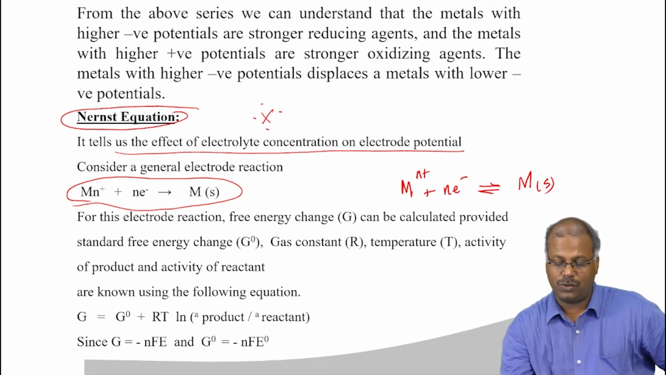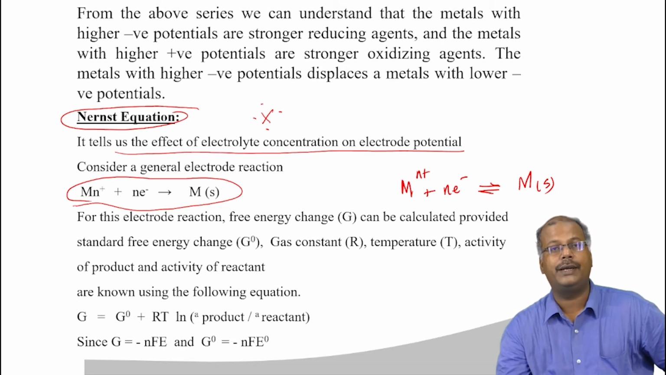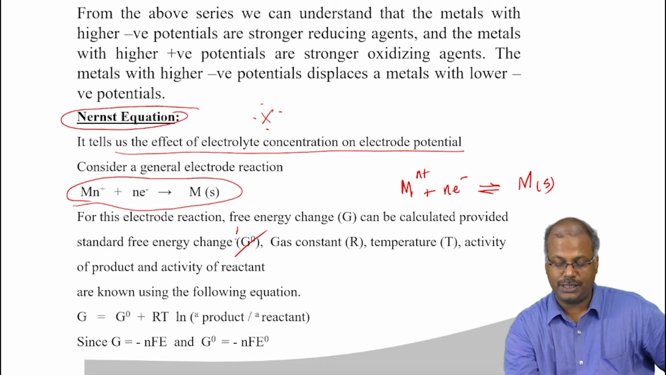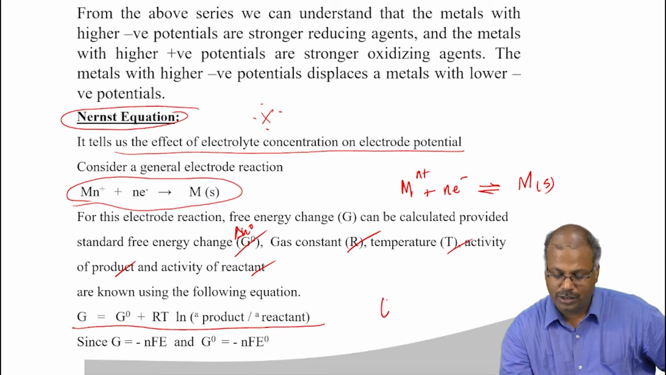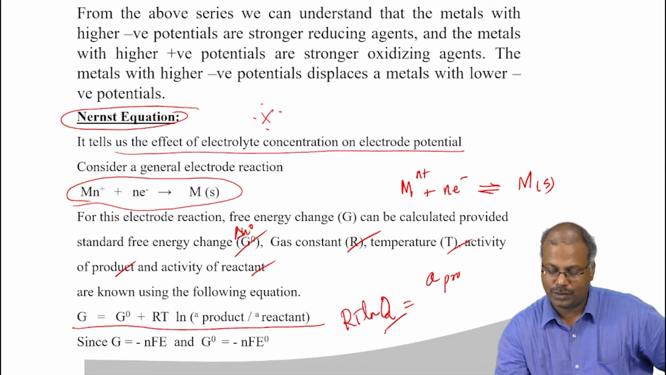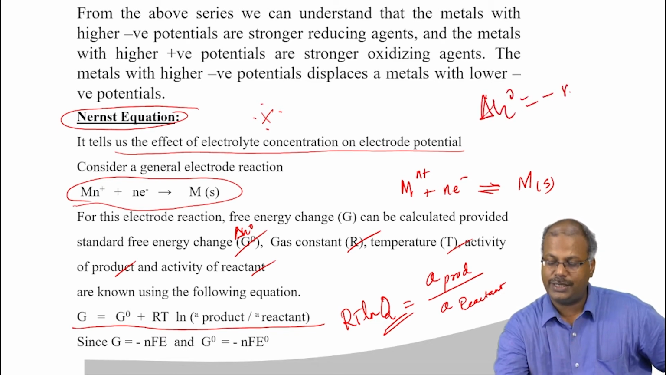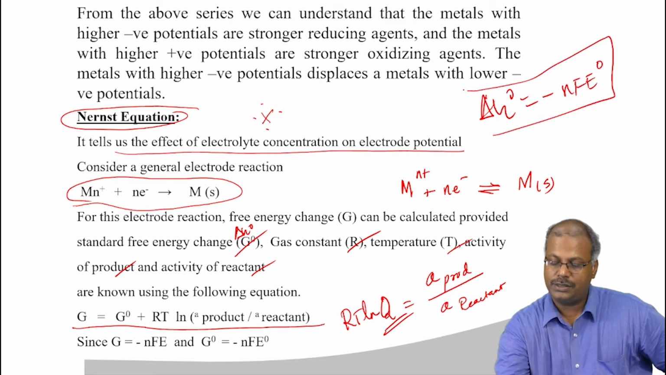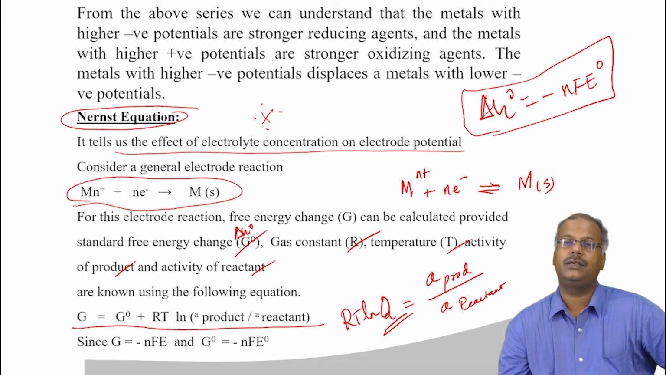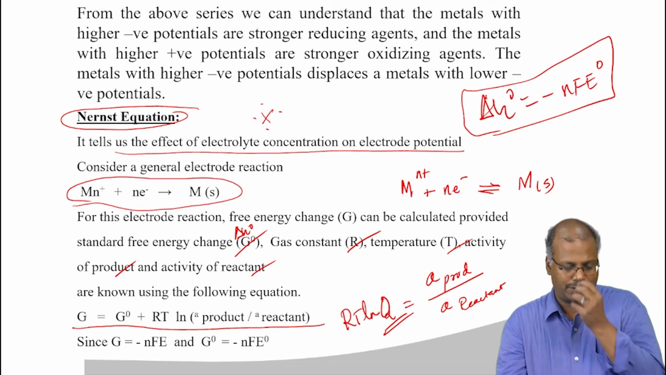For this electrode reaction, free energy can be calculated provided you know delta G naught, gas constant, temperature, and activity or concentration of product and reactant. So delta G is equal to delta G naught plus RT ln Q, where Q is equal to activity of product by activity of reactant. We already know that delta G naught is equal to minus nF E naught, the change in standard Gibbs free energy is equal to minus nF into standard electrode potential.